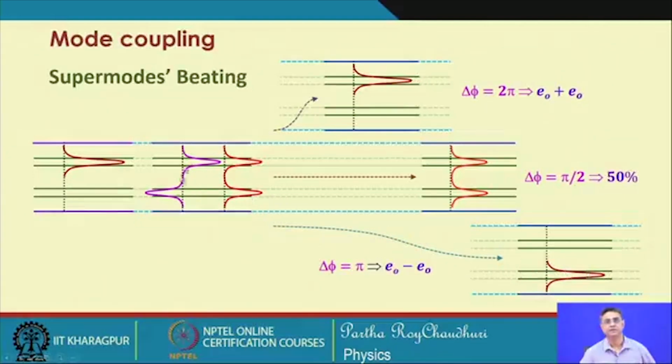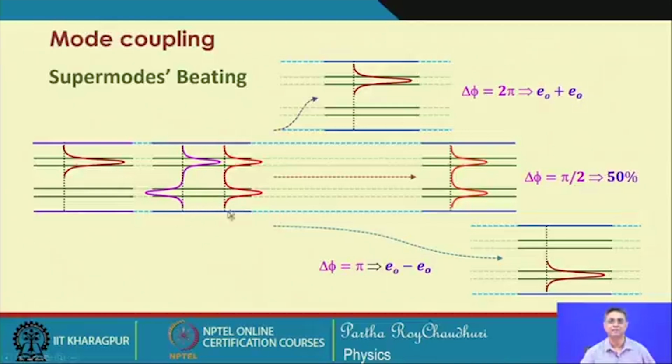But if the phase difference is 0, as at the input, then you have the entire power in the first waveguide. But there is a position in between these two states where the phase difference is just pi by 2, and then you get half of the power in this waveguide and half of the power in this waveguide. So, this is what we call the 50% coupling state of the two waveguides. This is the beating of the two super modes. You have the two normal modes of the structure, the even mode and the odd mode.